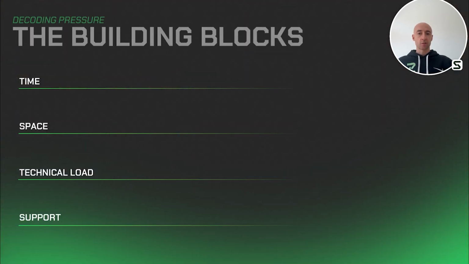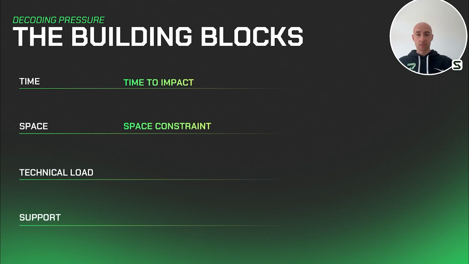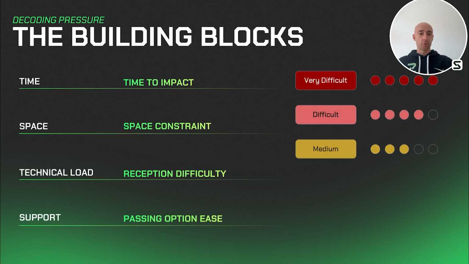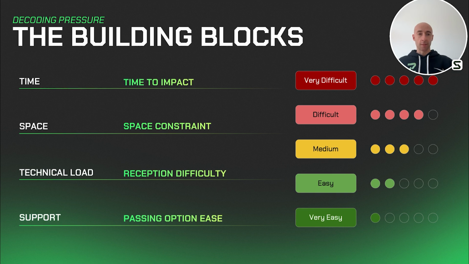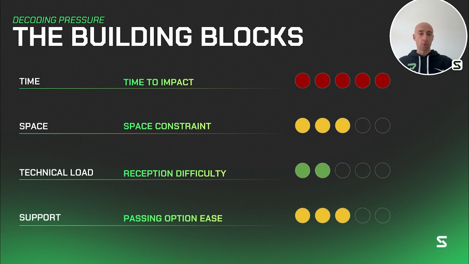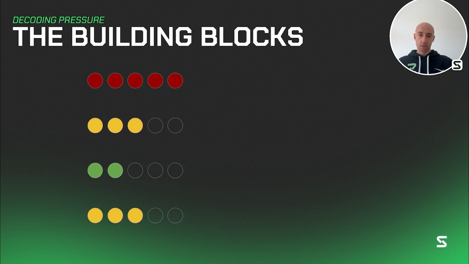This is exactly the reason why we have developed 4 submodels, 4 flags you will find in our dynamic events dataset to evaluate and check these situations: time to impact, space constraint, reception difficulty, and passing options. To each of these flags, we have assigned a value that goes from very difficult to very easy. And by combining these elements in a model-based way, we get an overall pressure degree.